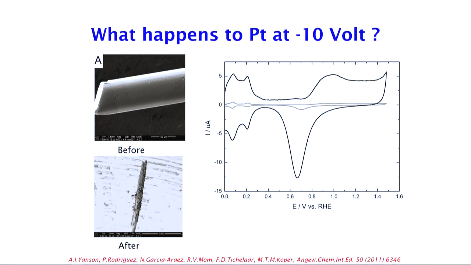So platinum, in principle, according to the Pourbaix diagram, should be cathodically protected, and you can see that what happens in reality is a very strong roughening. You can also see from the voltammetry that the surface has roughened considerably.